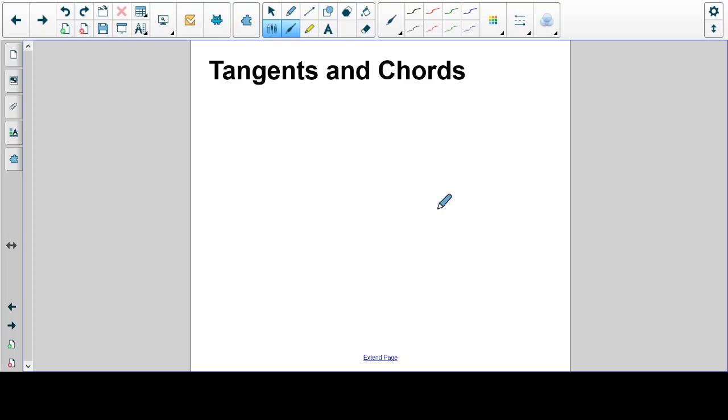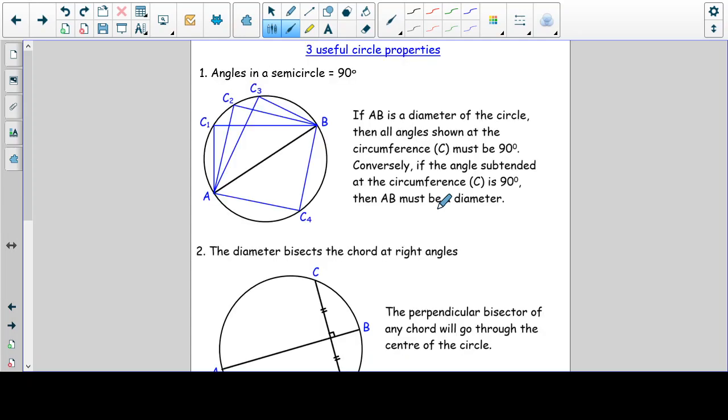Hi, this next video from the circles chapter is about tangents and chords. Before we start, just a quick look back at some useful circle properties that you'll have met at GCSE. So these can be helpful in some of the things coming up.